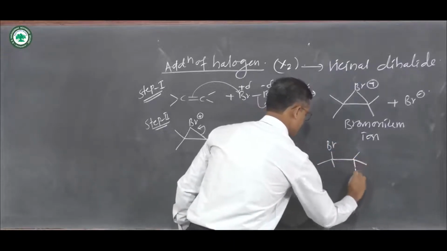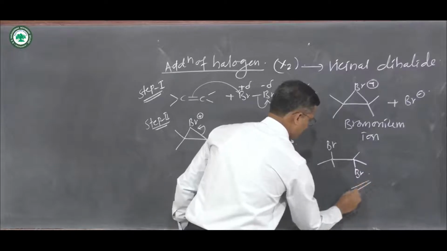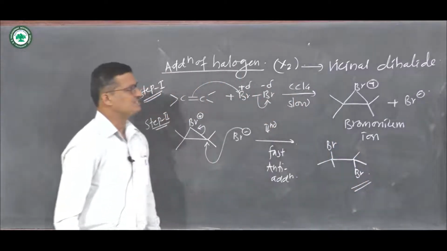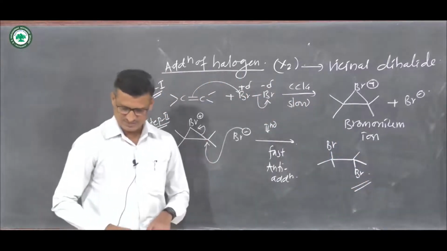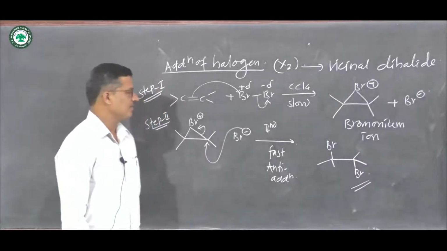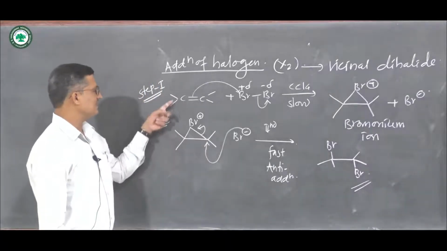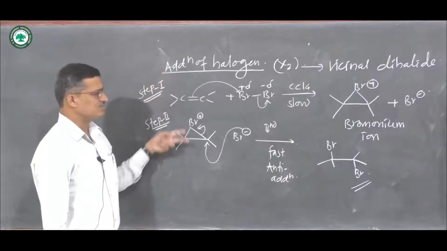We write this anti-product, or 1,2-dibromo or vicinal dihalides. These types of compounds we get. So this is a simple example. The addition of halogen takes place in two steps.